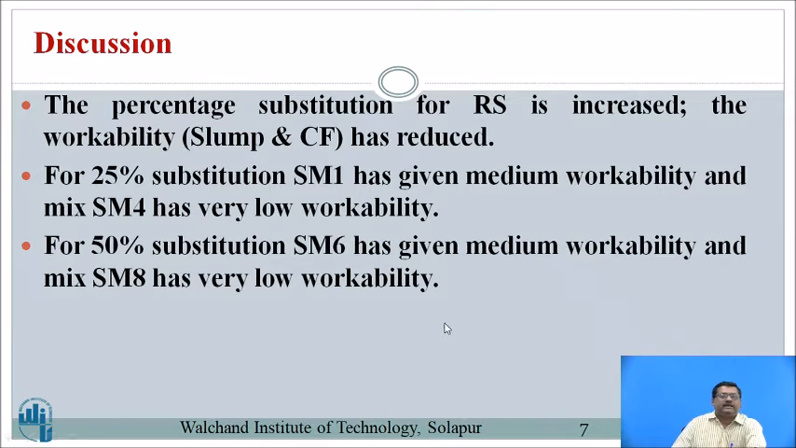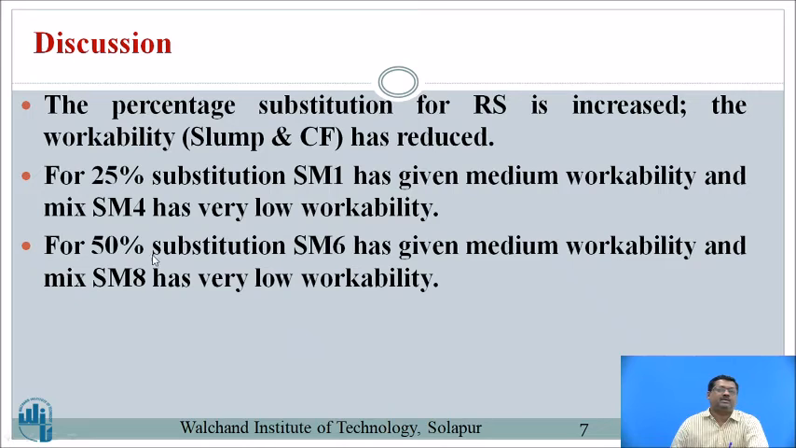Okay, now what is the discussion? As the percentage substitution for river sand is increased, the workability, slump and compaction factor, has reduced. This is the general discussion which we have observed in the earlier result. For 25% substitution, SM1 has given medium workability and SM4 has given very low workability. So, we should isolate SM4 from 25% substitution.